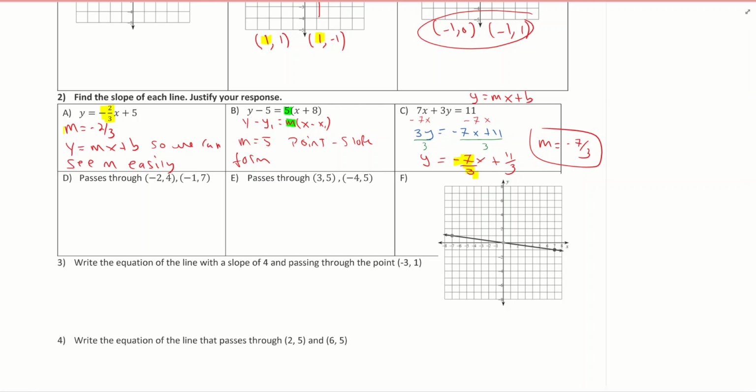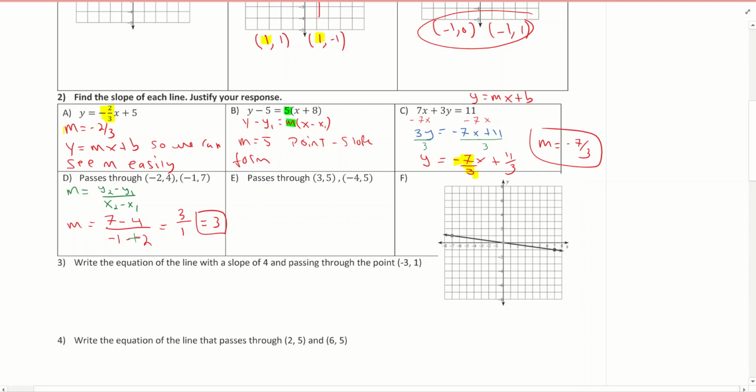We're given 2 points. To find the slope between 2 points, you're going to use the slope formula, y2 minus y1 over x2 minus x1. So basically here we're going to get 7 minus 4 over negative 1 minus negative 2. This is going to turn into 3 over negative 1 minus a negative is a positive. So negative 3 over positive 1. So the slope here is 3.